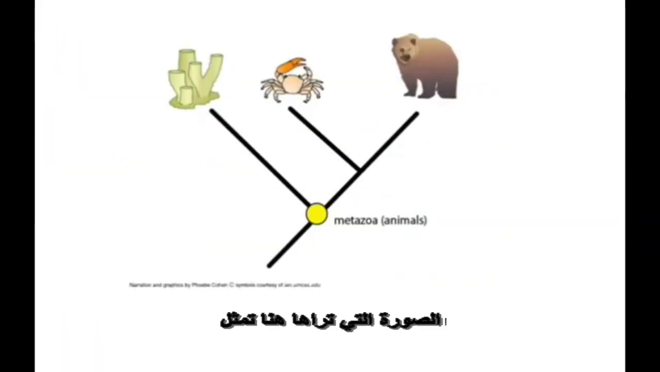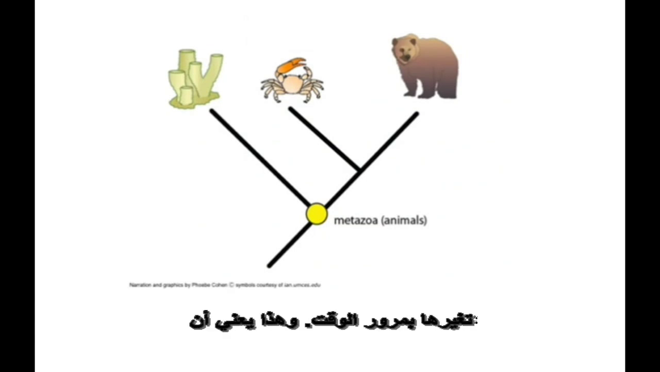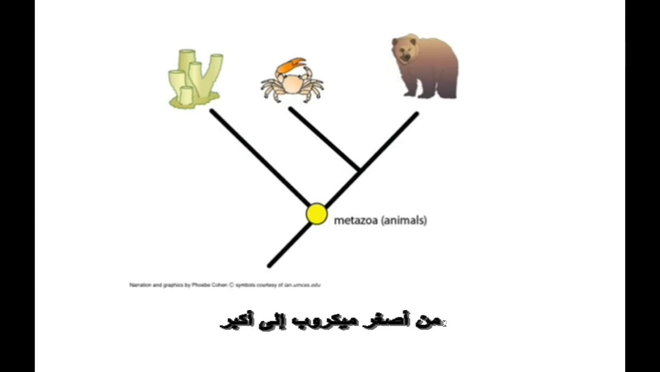The image you see here represents a simple phylogenetic tree. A phylogenetic tree is a history of lineages, of organisms as they change through time. It implies that different species arise from previous forms via descent, and that all organisms, from the smallest microbe to the largest plants and animals, are connected by the passage of genes along the branches of the phylogenetic tree that links all of life.